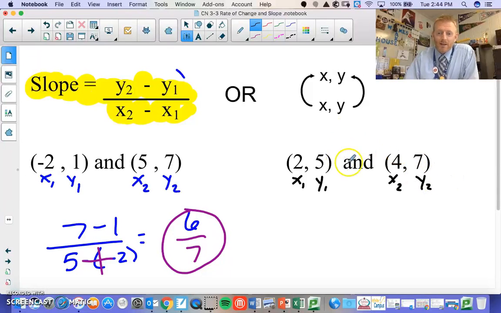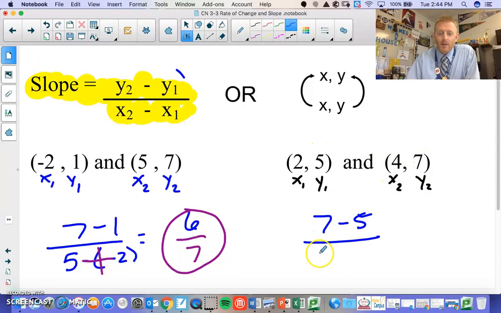All right, so we're plugging the numbers in. Again, I'm just choosing this to be my first point and this one to be my second point because it's in order that way. So I'm going to do 7 minus 5, y2 minus y1, over 4 minus 2, which was x2 minus x1, which gets me 2 over 2, which is still equal to 1.